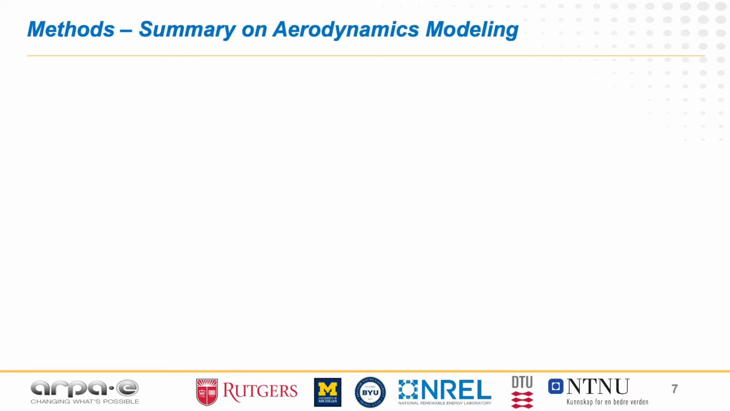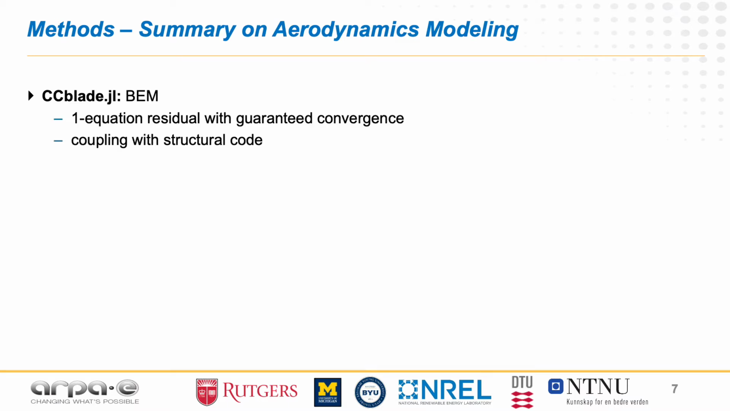We work with different levels of modeling for the aerodynamics. The first level is a standard blade element momentum theory. We exploit the one-equation residual formulation of the BEM equations with guaranteed convergence, and for this project, we further developed the ability to perform gradient-based optimization using this tool. This led to a journal publication, and our code is open source and available on GitHub under the name ccblade.jl. The coupling of ccblade to a structural beam code for gradient-based optimization is also in progress.